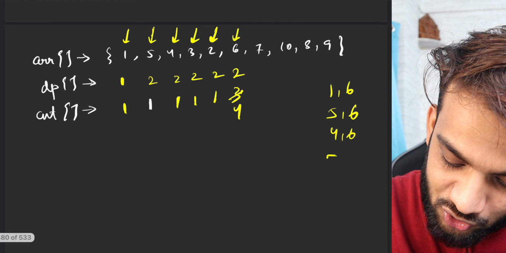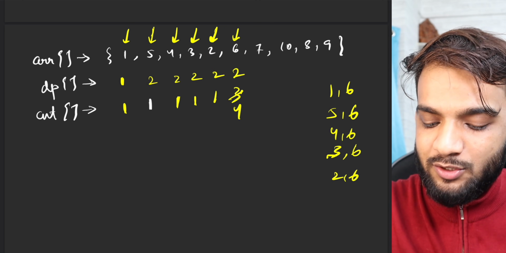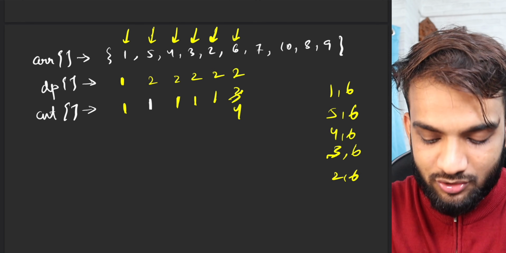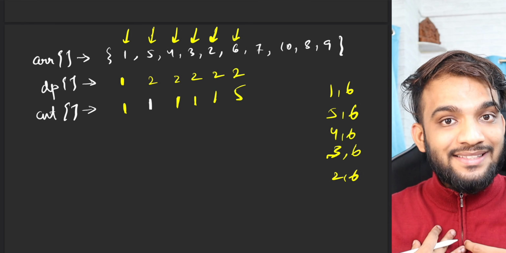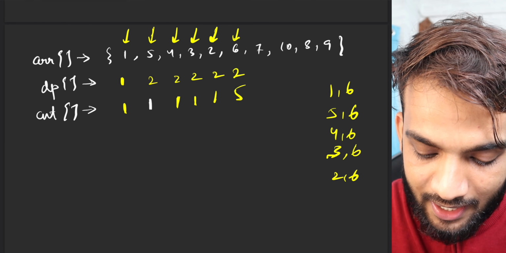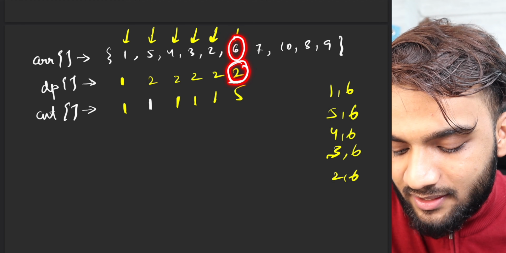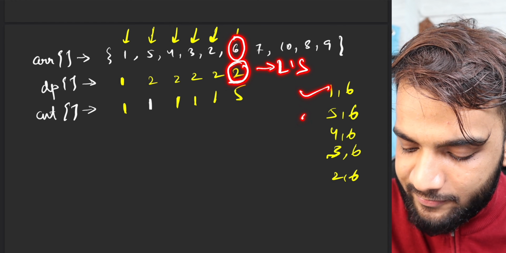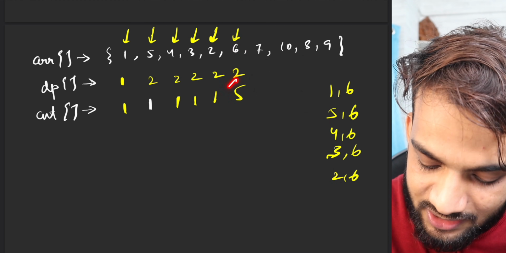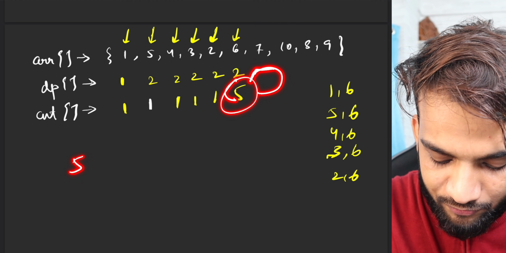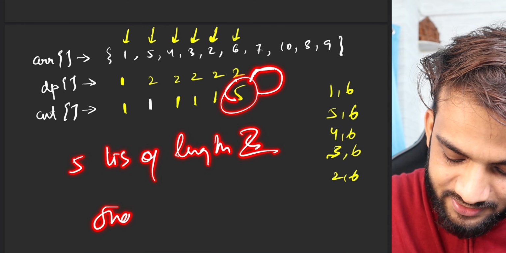Perfect. Can this 2 attach with 6? Yes. So 3 got attached with 6, and now 2 can attach with 6 as well. Another length 2 attached, so another count increase. The count becomes 5. So I can say, listen, at 6 there can be a max of length 2 LIS, which can be 1, 6, 5, 6, 4, 6, 3, 6, 2, 6. So there are 5 LIS of length 2 that end at 6.